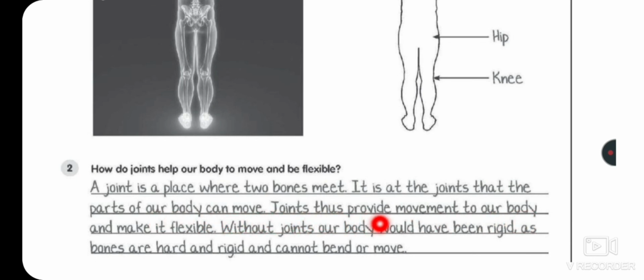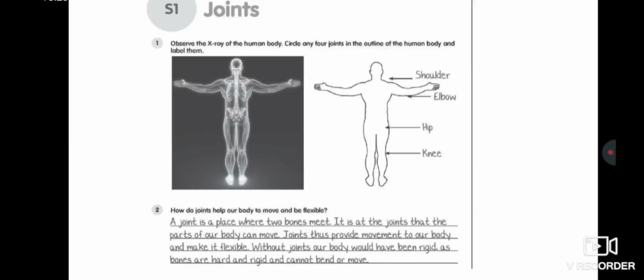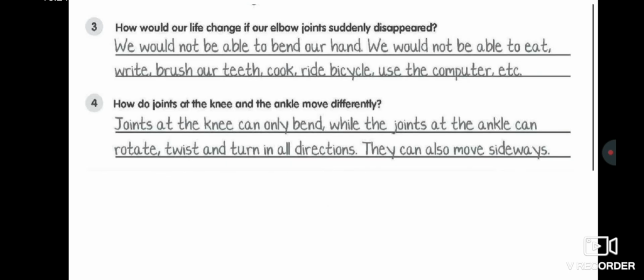Without joints, our body would have been rigid, as bones are hard and rigid and cannot bend or move. So we cannot eat our food. So just imagine, without joints, how can we do our work? So we can do our work very comfortably with our joints.